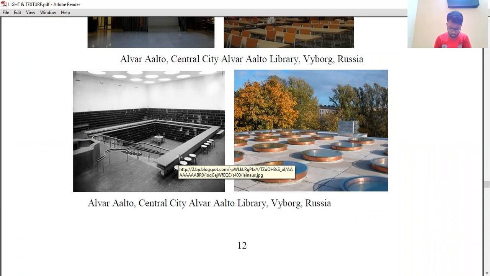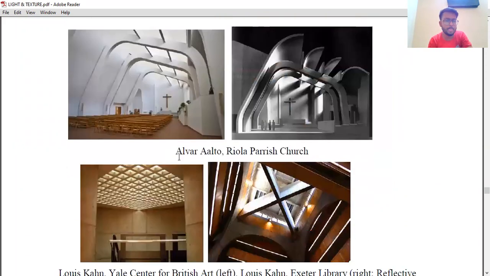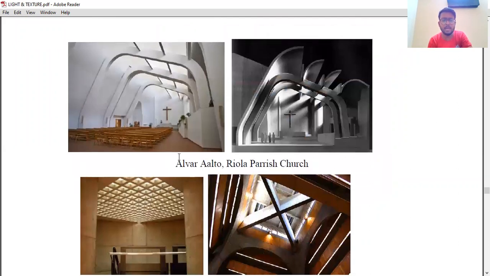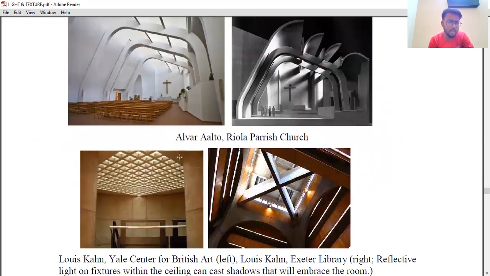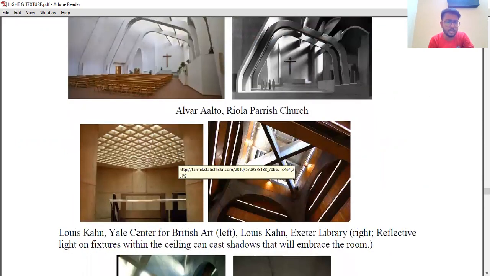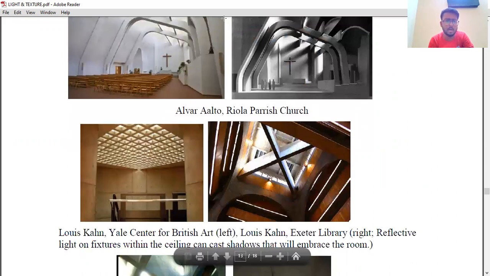Okay, let's move further. And we have the Alberto Rios Parish Church. This is where we can see how light utilization has been done. Next, we can see the Louis Kahn Yale Center for British Art on the left-hand side, and the Louis Kahn Exeter Library on the right.